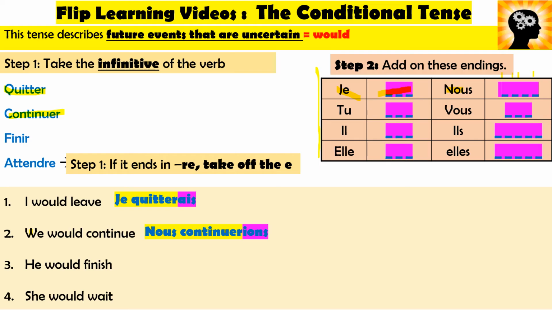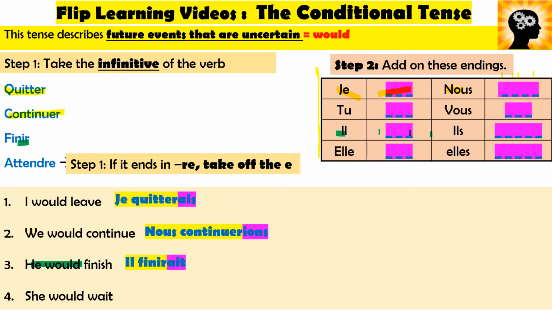Numéro 3, he would finish. So it's the verb finir. This time it is he. So il finir, and then our pattern is slightly different for il, elle. Instead of AIS, it should be AIT. Il finirait is what you need.